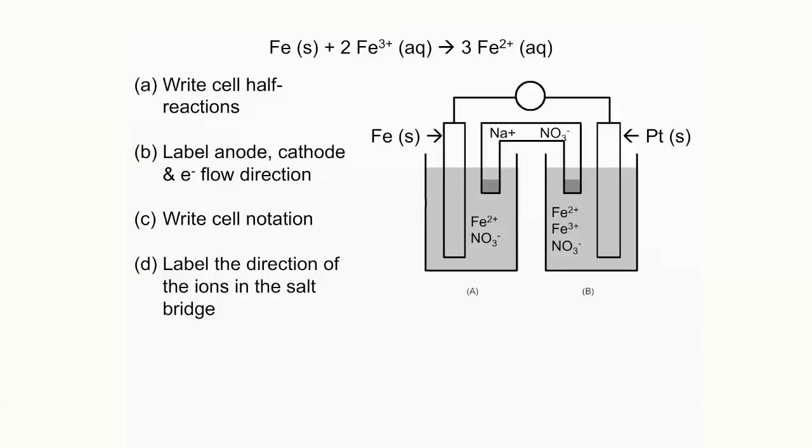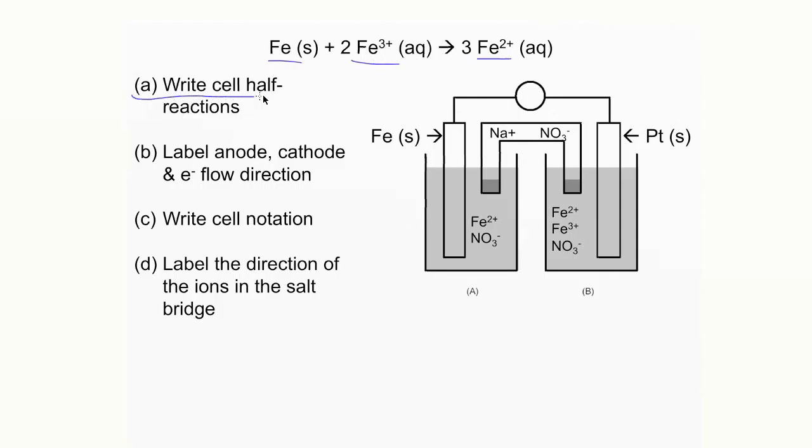Alright folks, this video is about galvanic cells, and I'm going to show you two examples of galvanic cells and how we identify the cathode, anode, the electron flow direction, cell notation, those kinds of things. Let's take a look at the first example. Iron plus iron 3 plus generates iron 2 plus.